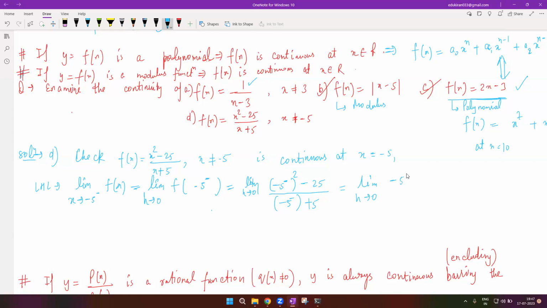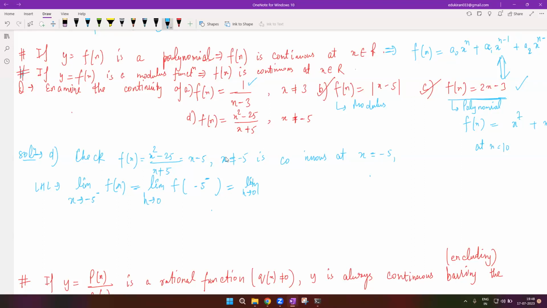This is (-5 minus h) whole square, but I'm just... okay. Can I write here only this x minus 5? That will be a better understanding here. Otherwise, we are just making it tough. So this is similar to x minus 5. This is x minus 5 just for your simplification.